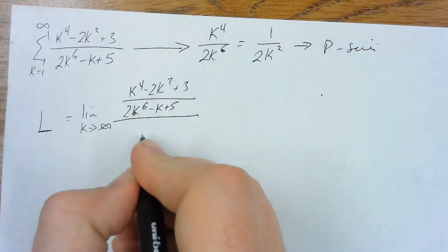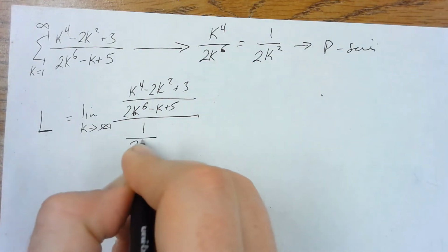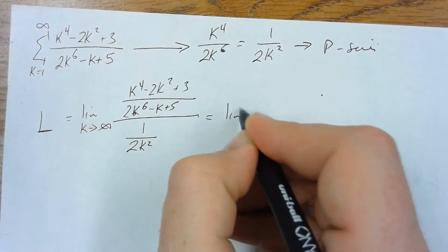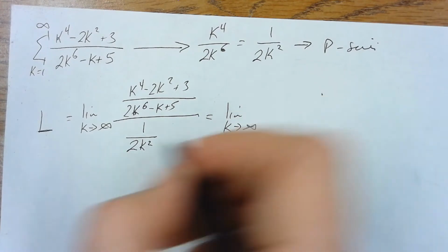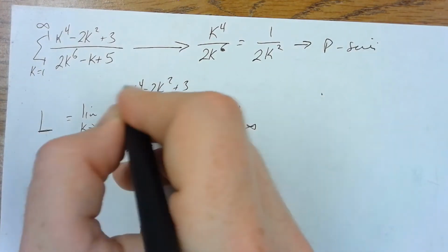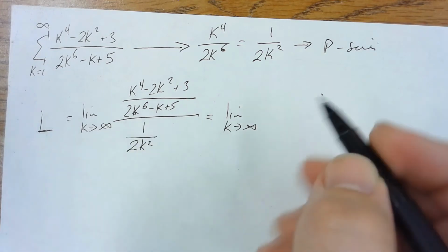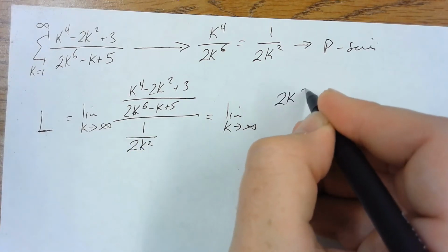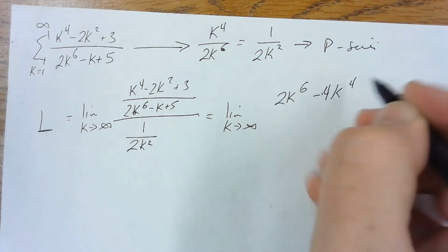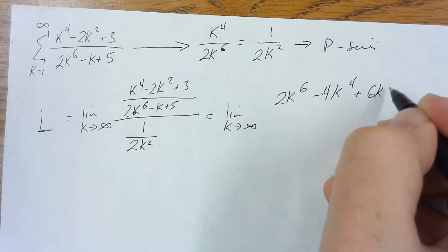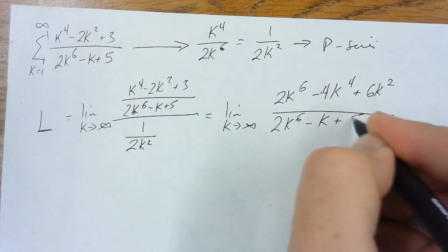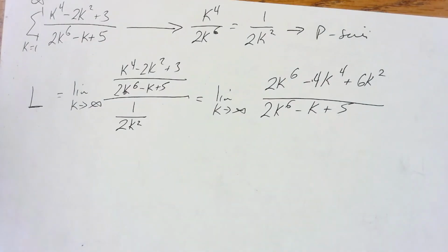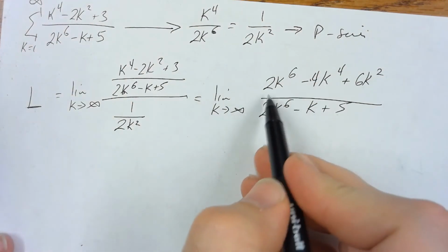So if I play with this series right here, I'm going to divide it by 1 over 2k squared. But if I'm taking the limit, I can change this fraction up to the top. It means that 2k squared is simply going to be multiplied on the top up here, and all these bottom terms are going to be multiplied by 1. So it's going to leave me with 2k to the 6th minus 4k to the 4th plus 6k squared, all divided by 2k to the 6th minus k plus 5. And if you recall your limit rules and how to evaluate these things, we can multiply top and bottom by 1 over k to the 6th.